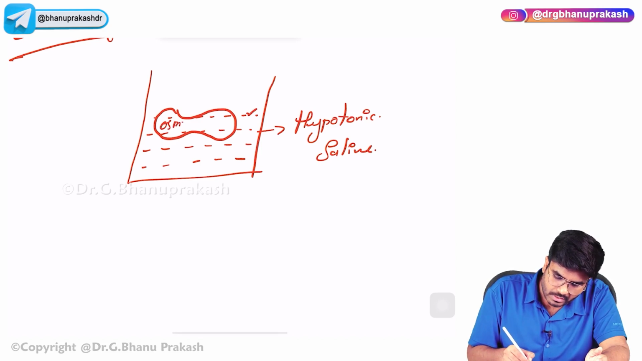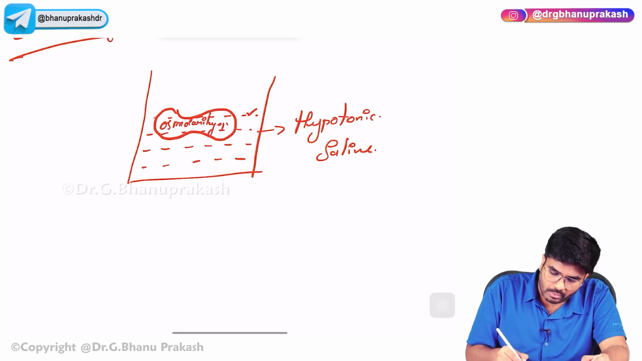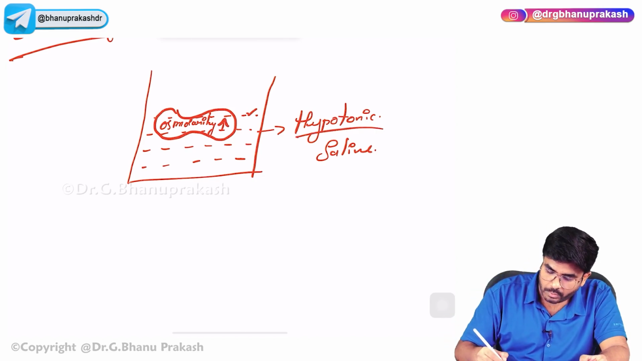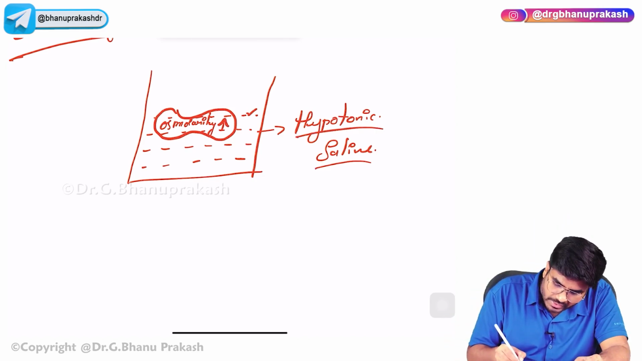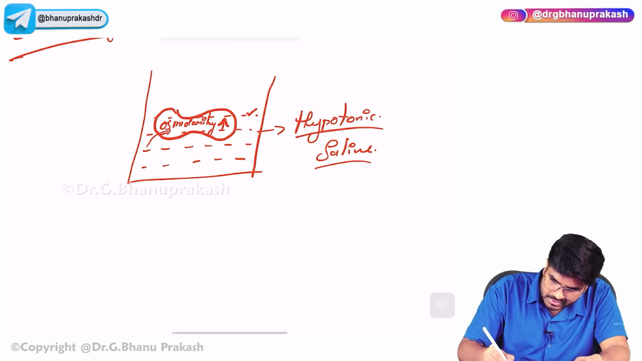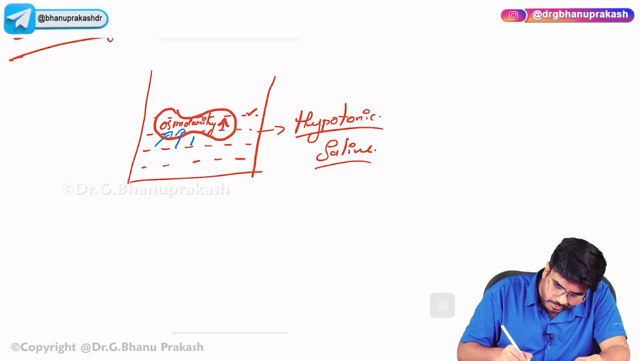Osmolarity within the RBC is more. Outside it is hypoosmolar, hypotonic saline. So what happens? Usually water will try to enter into the RBC. Let me show you here. Water will try to enter into the RBC.